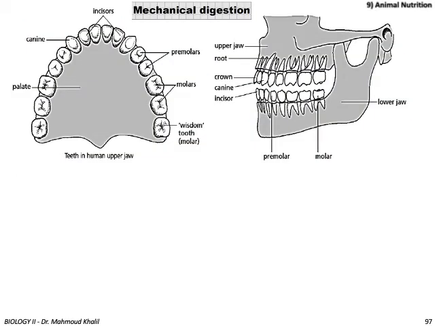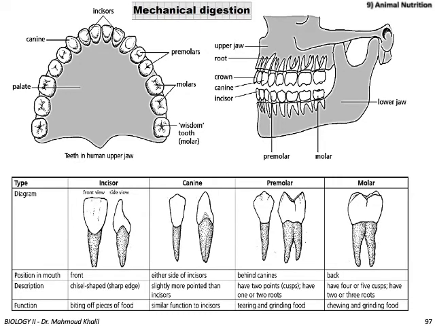Mechanical digestion. If we're talking about mechanical digestion, we'll start by talking about the teeth and the structure of the teeth. You can see the jaw, how it looks. There are incisors, canines, premolars, and molars. And at the back of each lower and upper jaw, there is the wisdom tooth, which is actually a molar. There is an upper jaw and lower jaw, and each tooth has a crown.